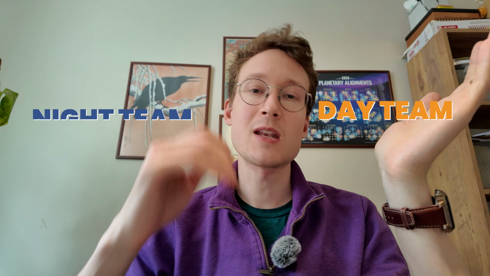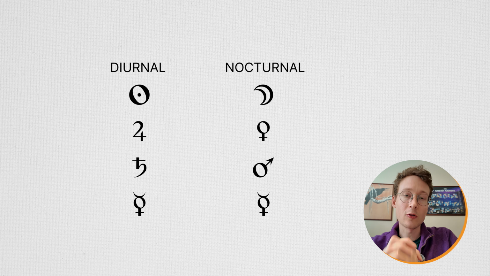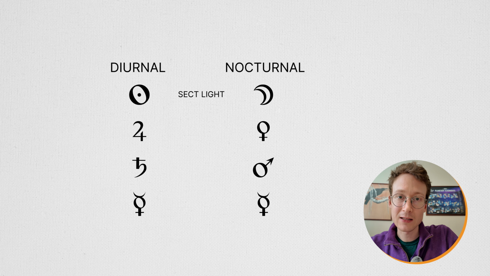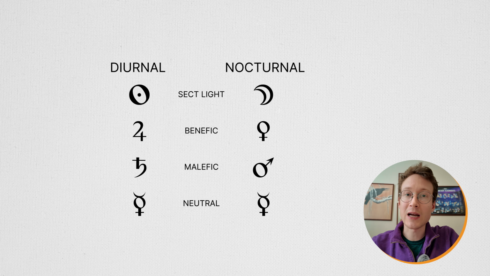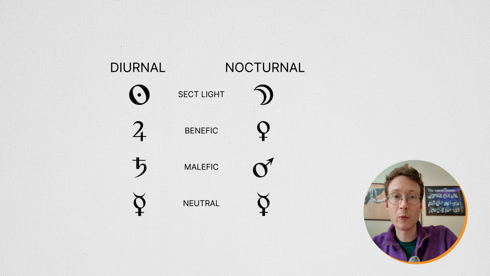There are two sects that planets can be divided into: the diurnal or day sect and the nocturnal or night sect. You can think of these as two opposing teams. On the one hand, you have the day team, and on the other hand, you have the night team. Each sect or team contains the following. First, you have a luminary or sect light that rules the sect. Then you have the benefic and the malefic. Mercury, as usual, plays both teams. It can be either diurnal or nocturnal, depending upon whether it's morning phase or evening phase.